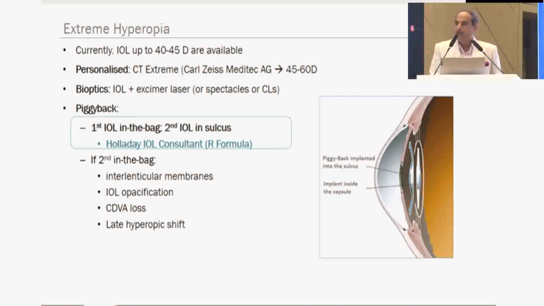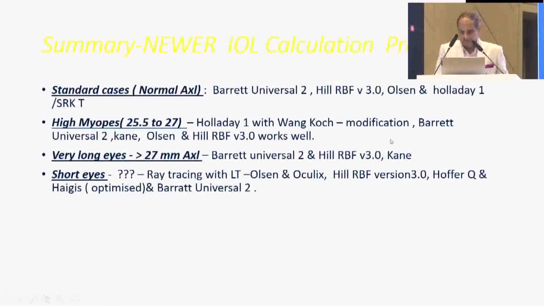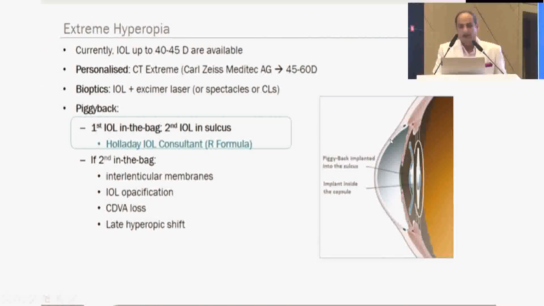We might go ahead and make a flap and try to do an adjustment, but as you all know, bioptics with a hyperopic correction is always very difficult. So first, there is a formula for all these kinds of patients where you want to do a piggyback IOL.